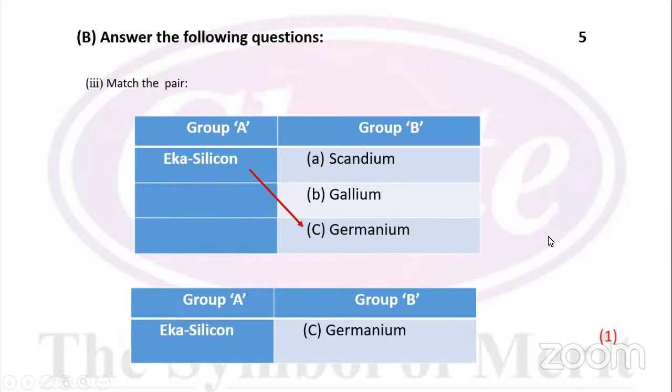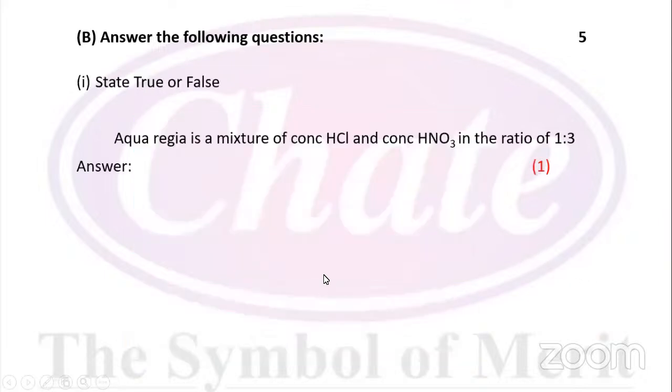Okay, now moving on to the next question, state true or false. Aqua regia is a mixture of concentrated HCl, that means hydrochloric acid, and concentrated HNO3, that is nitric acid, in the ratio of 1:3. Now, as we know, aqua regia is a very strong solution.